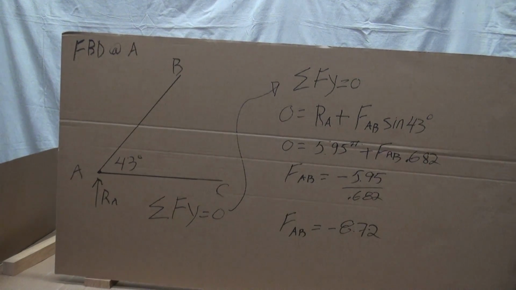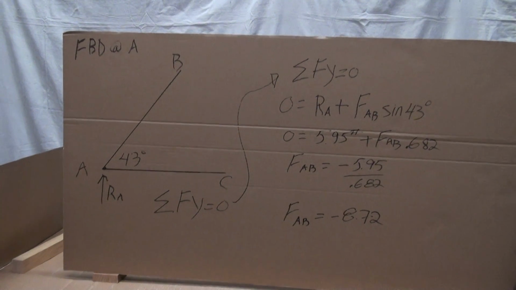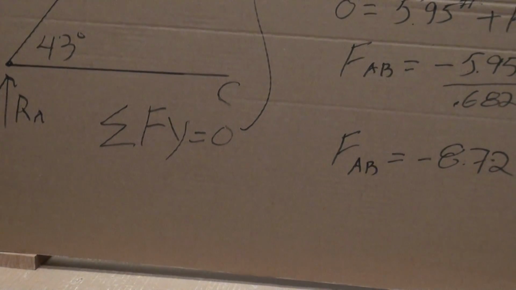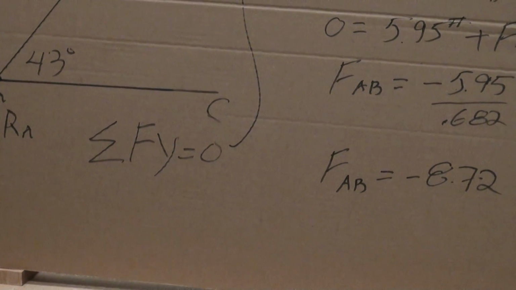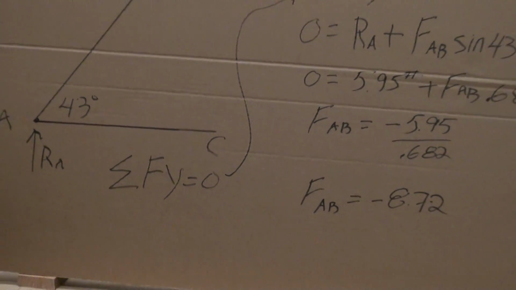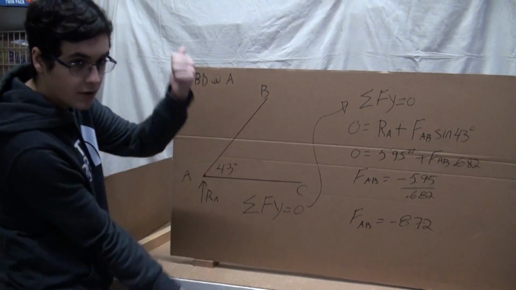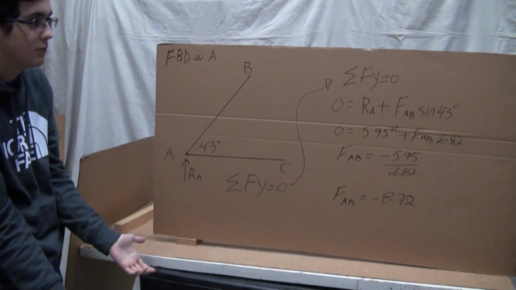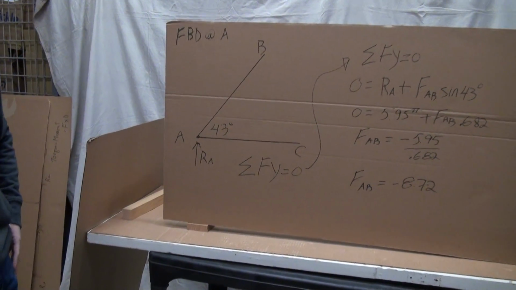So we're still doing the FBD at A. Now we want to find out the vertical components. Yep. Sigma Fy equals 0. That is just saying the sum of the forces in the y direction, up and down, is equal to 0. Good. We know that because it's in equilibrium, nothing's moving. So what do we have?